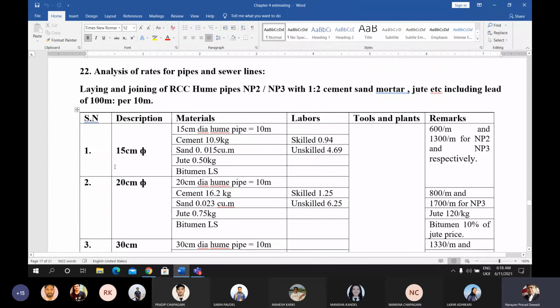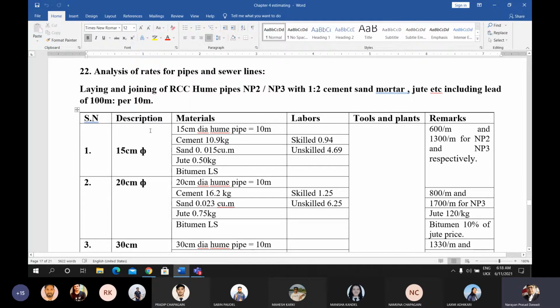The first size is 15 centimeter diameter. You need the 15 centimeter diameter hume pipe as the material. Okay, 15 centimeter diameter NP2 hume pipe or NP3 hume pipe. You can write it in this way. And for the quantity you have to put 10 meter.